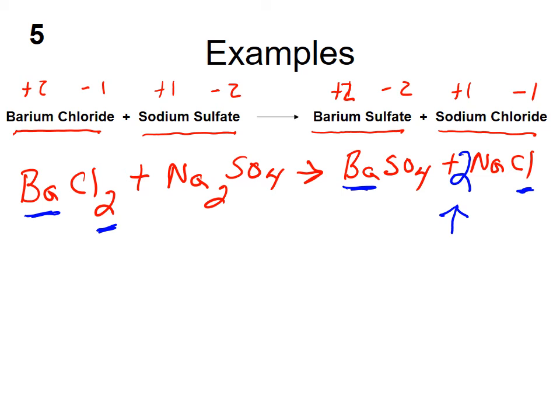So they're okay. Now I have 2 sodiums here, and now look, I have 2, so they're okay. And then sulfate, the group of sulfate, SO4, I have 1 group, and I have 1 group. So now that equation is balanced.